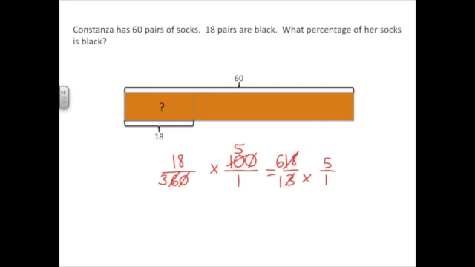Now I have 6 over 1 times 5 over 1. I multiply my numerators and denominators. And I get 30. Now remember, I multiplied by 100 to convert this fraction into a percentage. So this is 30%. And I can cross out my question mark, and label 30% on my bar. So 30% of Constanza's socks are black.